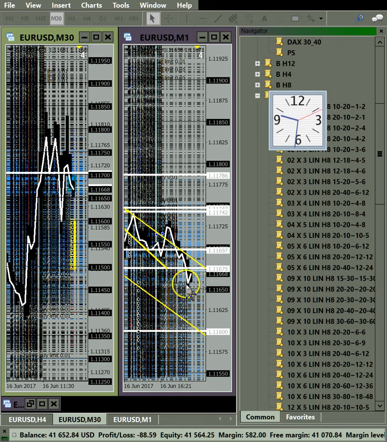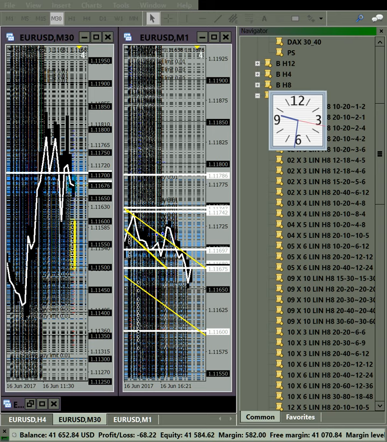Okay, we got a valid buy signal. It went down, we bought. If it's down, I'm buying. If it's up, I'm selling. Okay, let's hold on for dear life.